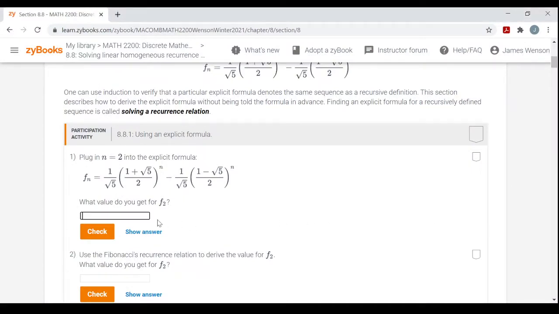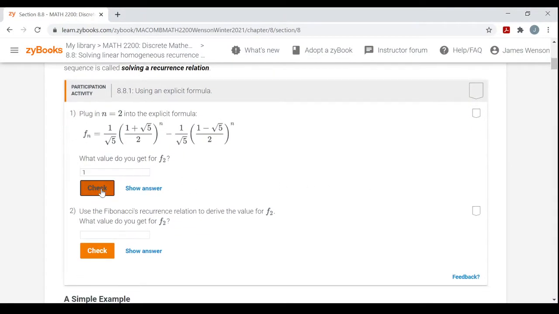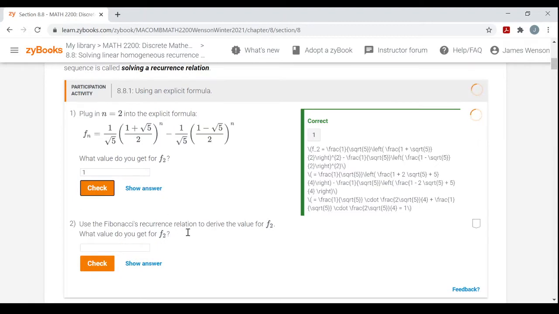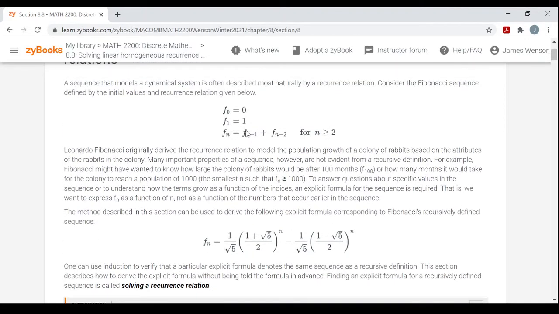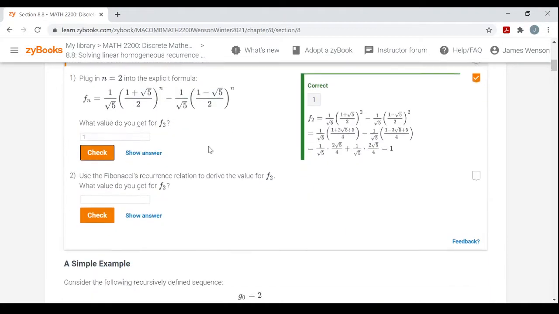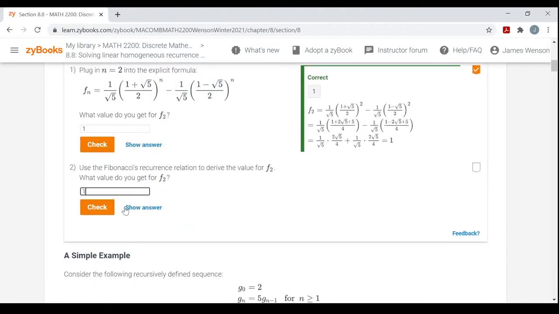So f sub 2 is 1. And I mean, we know from the recursive formula that f sub 2 is 1 as well. F sub 2 would be f1 plus f0, so 1 plus 0. So I'm also getting 1 there. That's kind of asking the same question twice, just finding it in a different way.